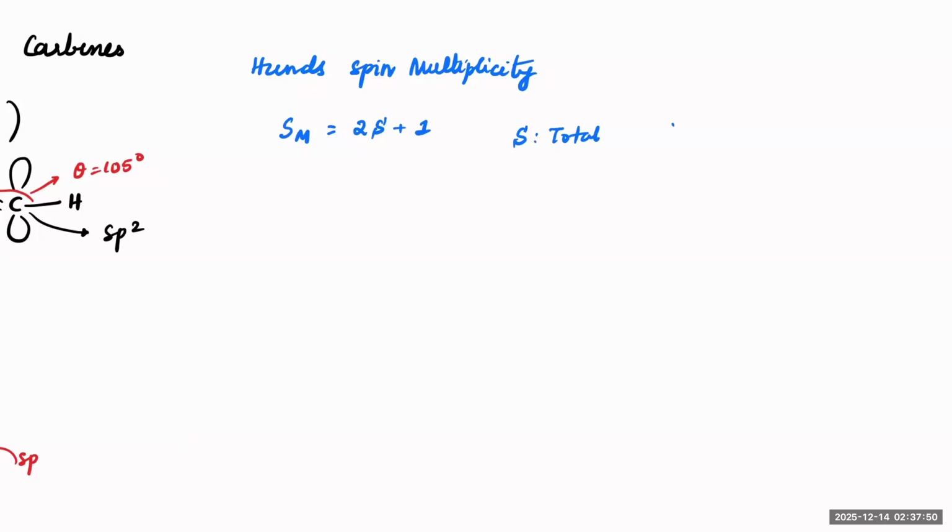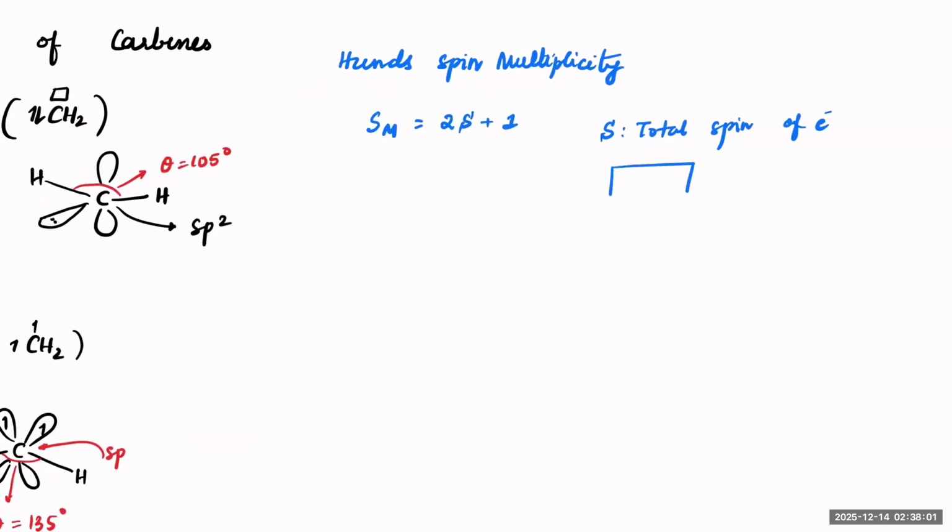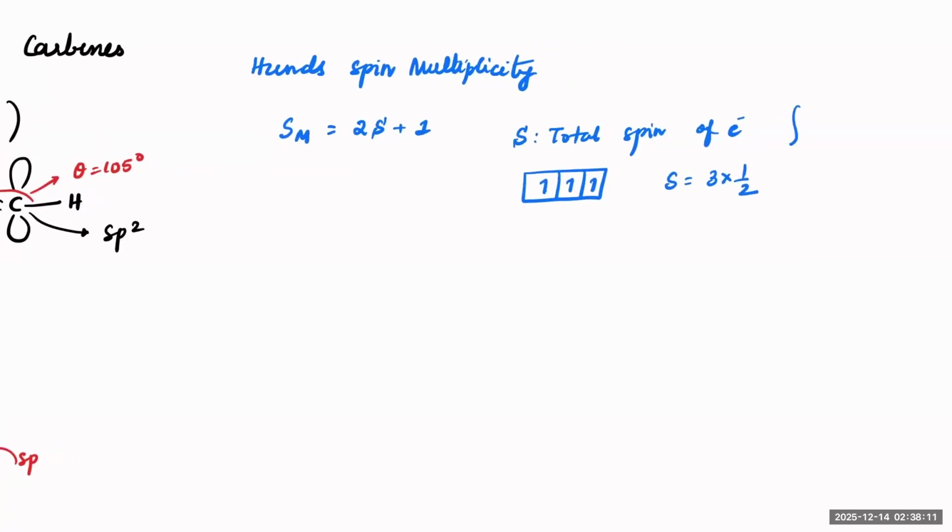Total spin. Total spin of electrons. So, for example, let me show you. If you have, let's say, 3 unpaired electrons, then the total spin will be equal to 3 times half. Hence the formula: total spin will be equal to half into the number of unpaired electrons.